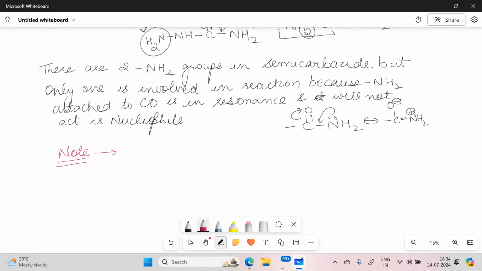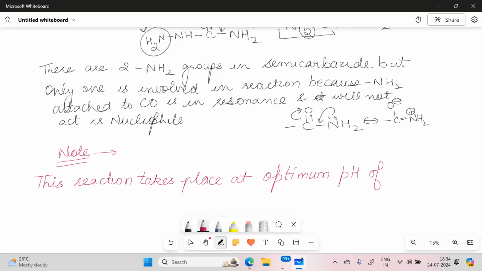Now there is a last note for this reaction. The note is this reaction takes place at an optimum pH of 3 to 4. Now, why should the pH be maintained between 3 to 4? What happens if the pH is below that? If it is highly acidic or it is a basic medium, what happens?